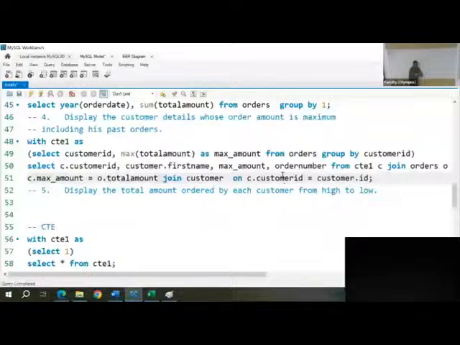Actually, the concept of subqueries was introduced to minimize joins as much as possible. Otherwise, you will have to keep doing these kinds of joins to get the answers.